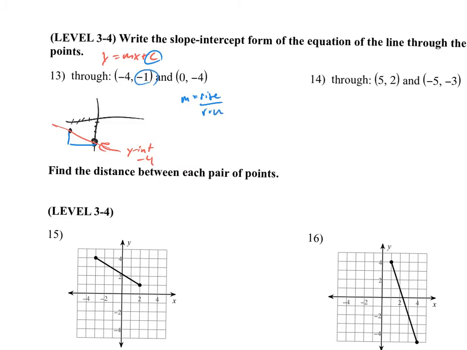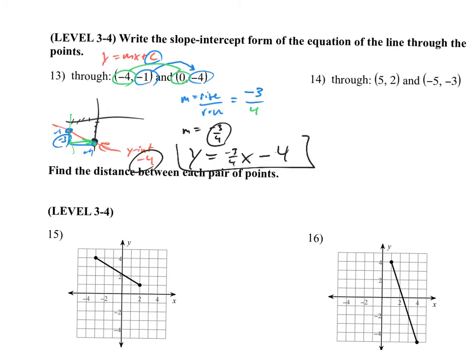The rise is the difference between the y values. So to go from -1 down to -4, that's a rise of -3, right? To go from here down to here, this is at -1, this is at -4, you have to go down 3. The run is from -4 up to 0. It's from -4 going positive direction up to 0, so that's an increase of 4. So the slope here should be -3/4. Cool. So our equation can look like y equals slope x plus c, and we're done.